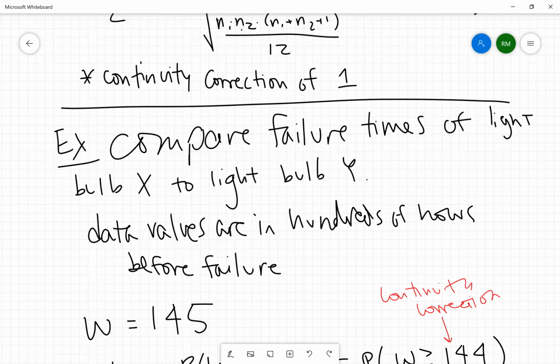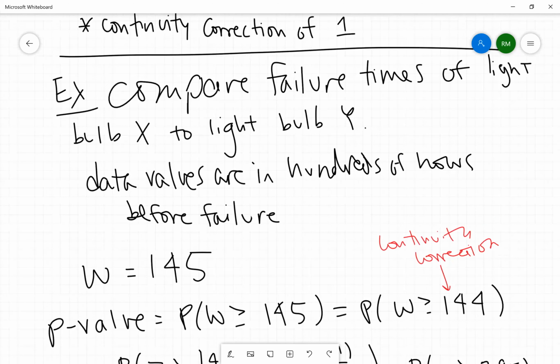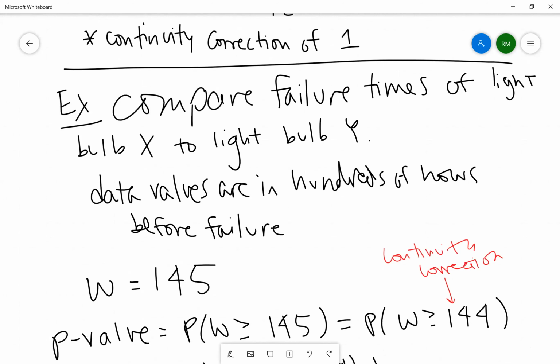So we're going to run through this all using failure times of light bulbs. So we have light bulbs from company X and company Y, and we've recorded how long these light bulbs last in hundreds of hours before they fail. And you want to know, do the bulbs from company X last longer, or do the bulbs from company Y last longer?